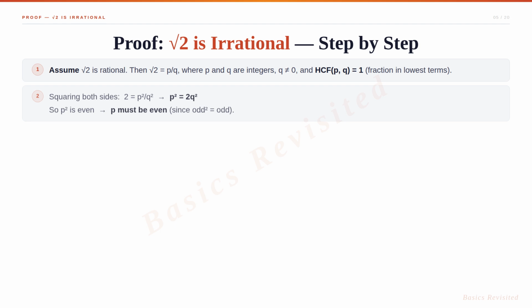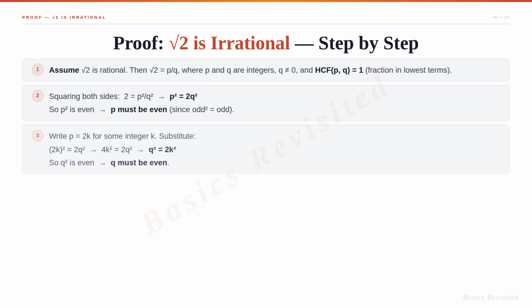Step 2. Square both sides. 2 equals p squared over q squared. So p squared equals 2q squared. This means p squared is even. Since the square of an odd number is always odd, p itself must be even.